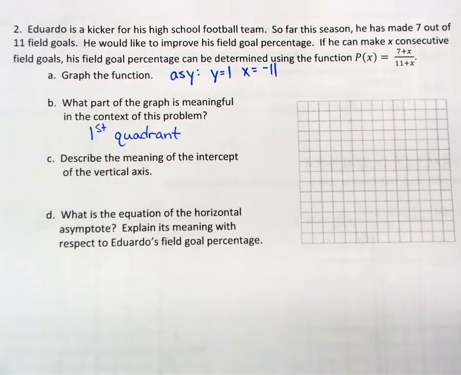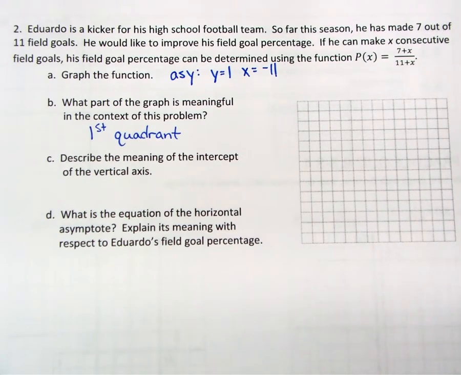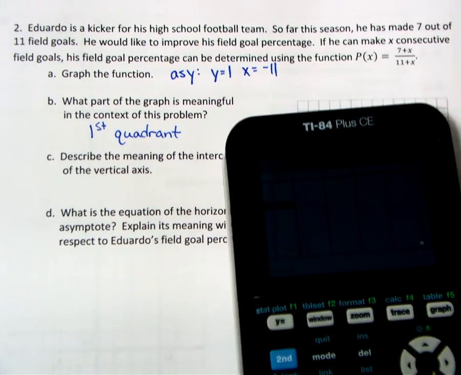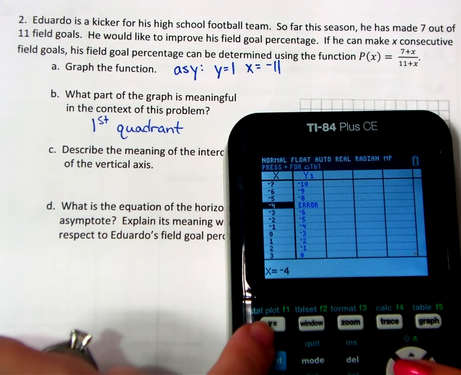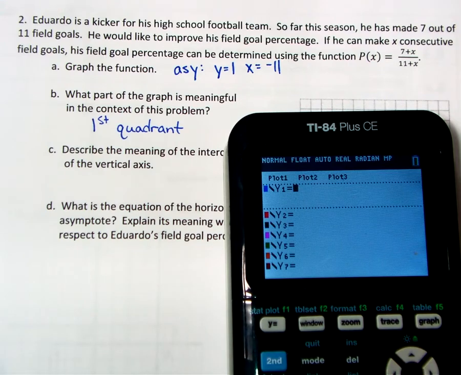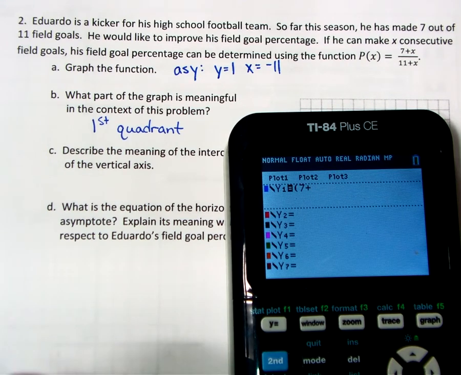Now, negative 11 does not fall in the first quadrant, so it's not going to show up on our graph of the first quadrant. There's no oblique because the degree on top is not 1 bigger than the degree on the bottom. So when we graph this, take a look at your calculator so that you can determine what would be a good window to use for this. So you have 7 plus x divided by 11 plus x.